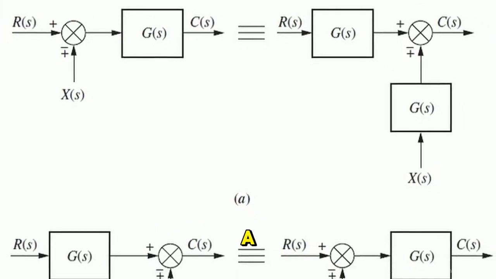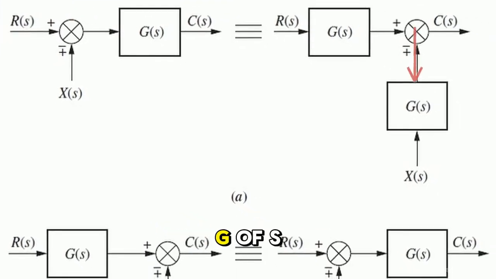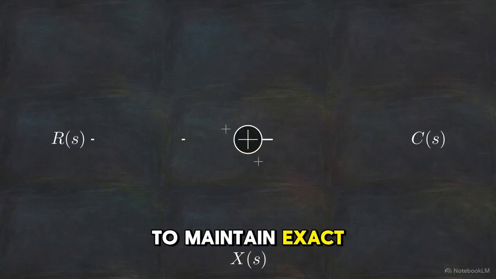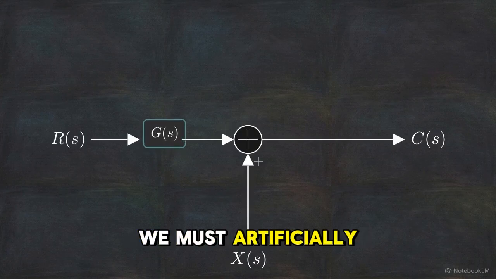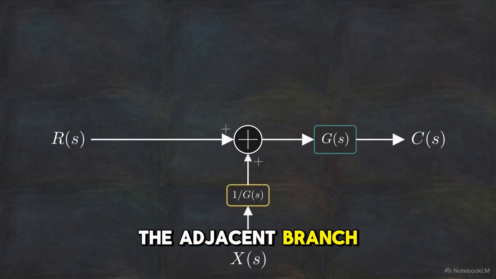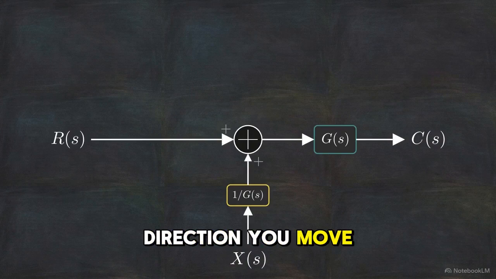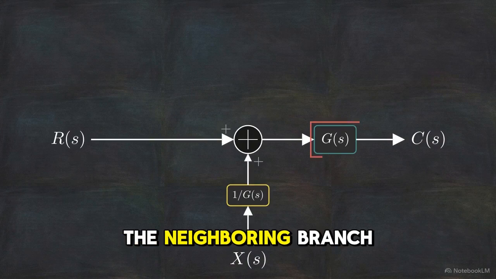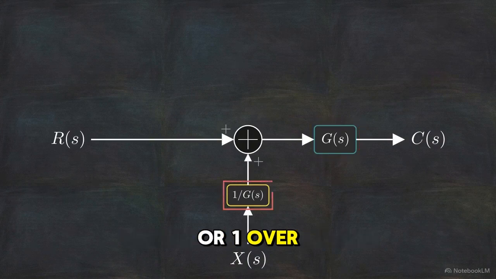This diagram demonstrates the rule for moving a system block past a summing junction. Look at panel A. When we shift the main block G(s) to the right, we change the mathematical reality of the secondary branch. To maintain exact algebraic equivalence, we must artificially inject that same G(s) transfer function into the adjacent branch. Depending on the direction you move the block, you will multiply the neighboring branch by either G(s) or 1/G(s).